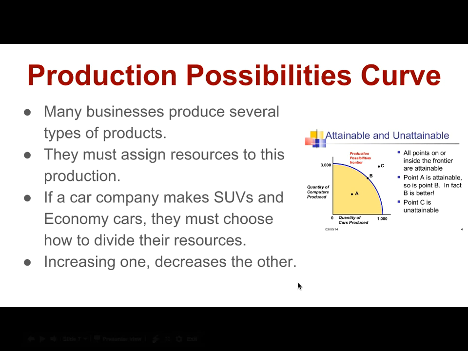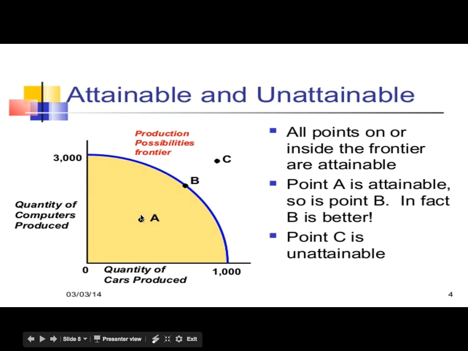Now, every time you increase the production of one, you're going to decrease the production of another. I've got a little map here that shows computers versus cars produced for a particular company. We'll look at it in larger print. So we have our production possibilities curve. Make sure that you know this because this is going to show up on a bunch of your tests.